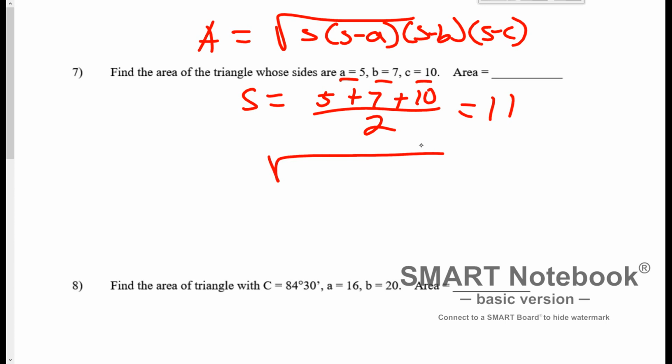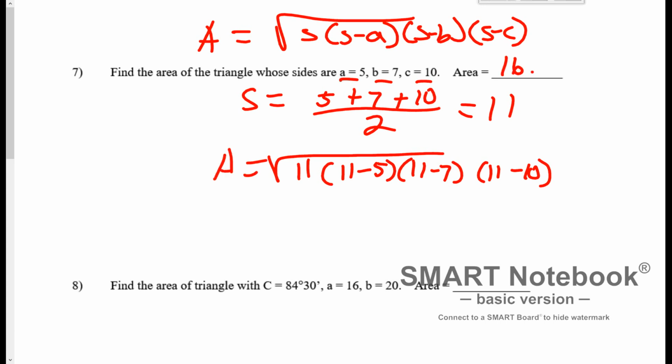So I can put that in my formula. 11 times 11 minus my A times 11 minus my B times 11 minus my C. And I take the square root of that, and I get my area, 16.25.